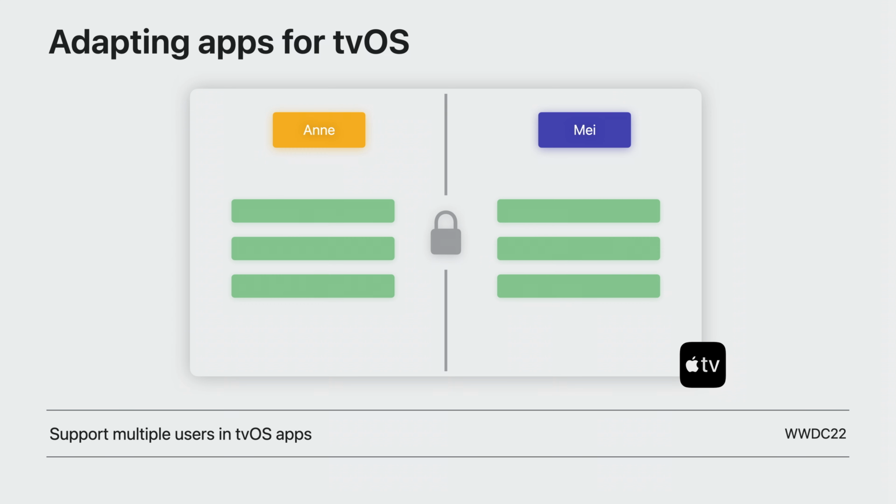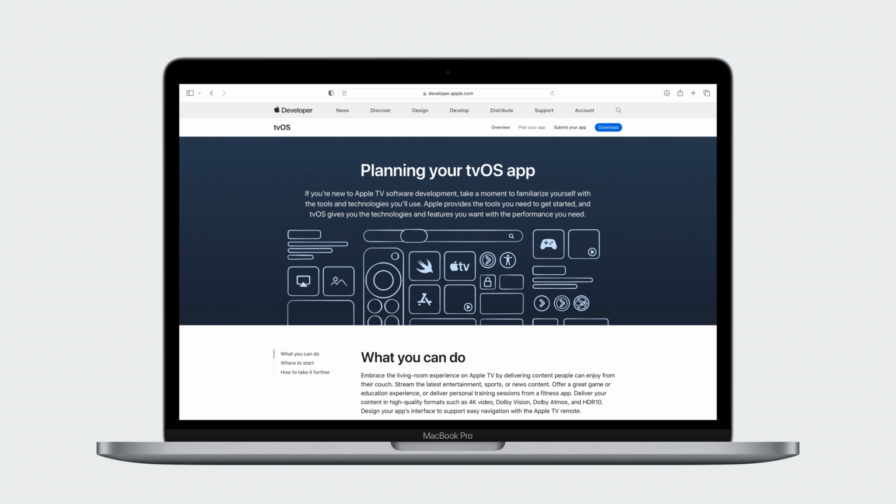There are other file storage options available in tvOS, which has some interesting multi-user use cases. For example, you can store your app data in iCloud using CloudKit, even on a per-user basis. We've covered storage options for multiple users on tvOS in the past, and encourage you to refer to those videos for more information. If you're new to tvOS development, check out the Planning Your tvOS App page on developer.apple.com, which goes through the different features and considerations to keep in mind when developing for Apple TV.